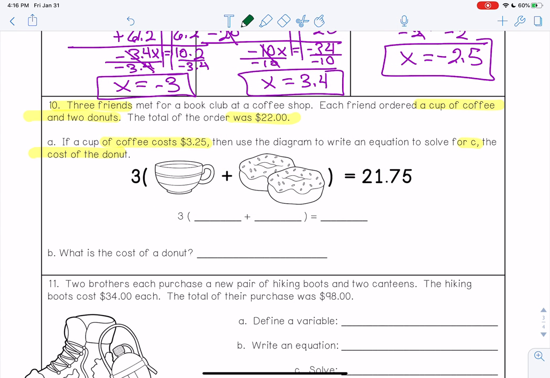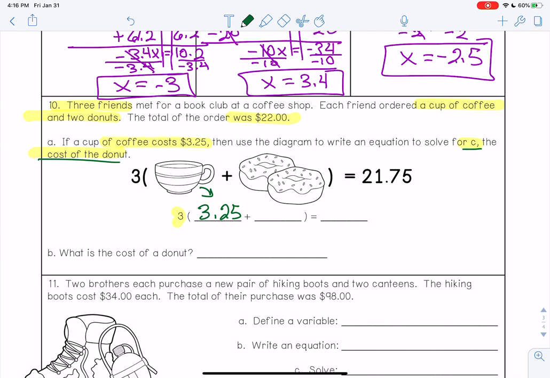So we have 3 friends, so that's going to be our 3 on the outside of the parentheses. A cup of coffee costs $3.25, so that's where I got that. And then we have 2 donuts, but we don't know what the donuts cost. It's a mystery number, right? But we do know that they want us to use C for the cost of the donut.